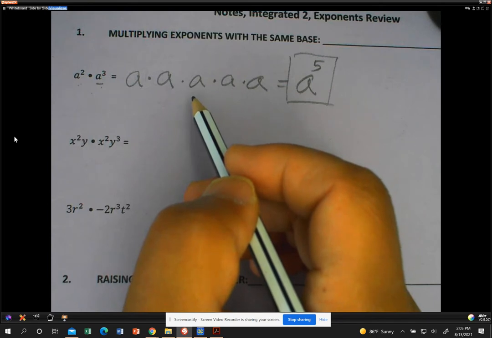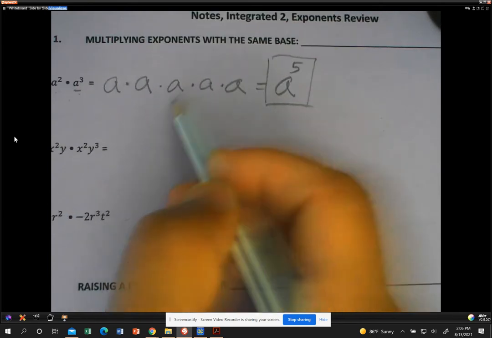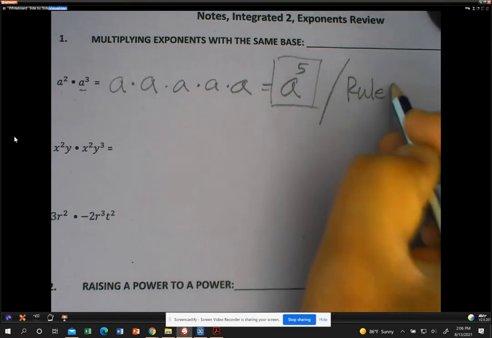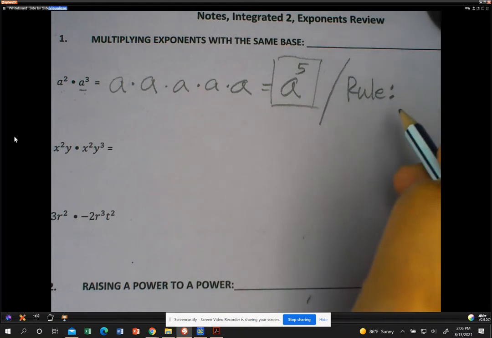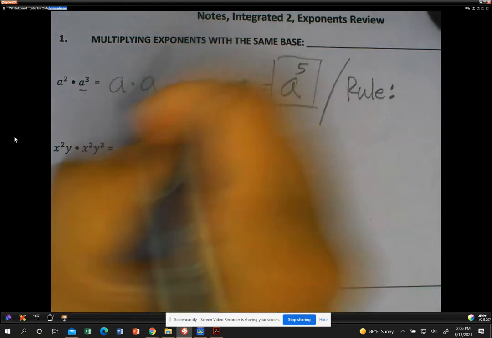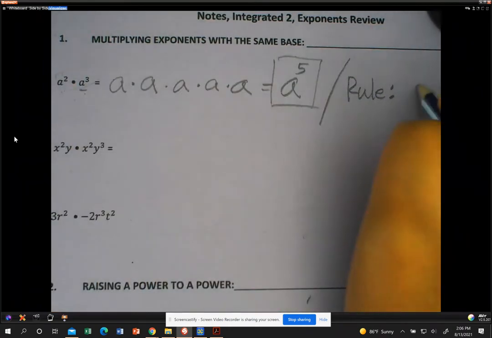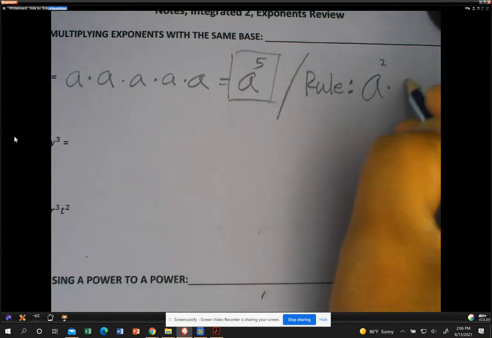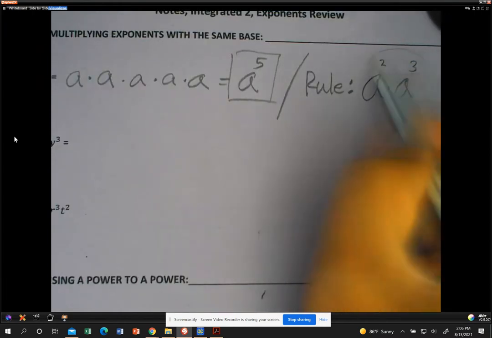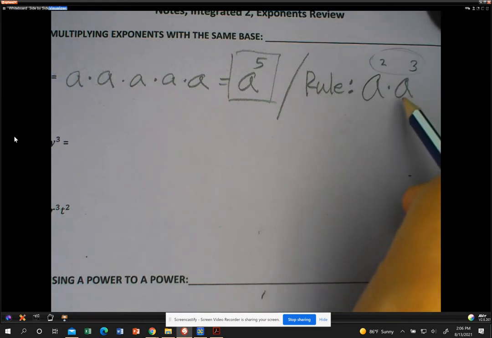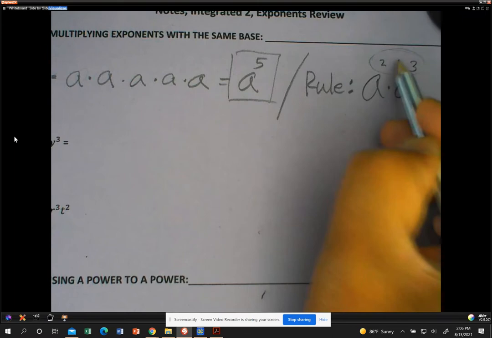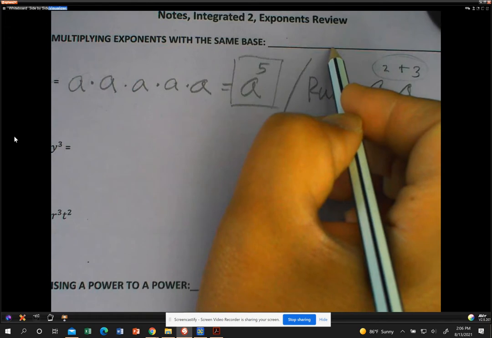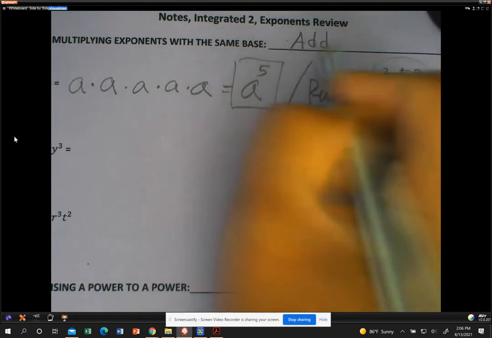So there should be a shortcut to this, right? So what would be the shortcut? We call it a rule. So the shortcut is kind of using the rule. What would be the rule for these two exponents? We have a to the second, and then a to the third. What do you think we're going to do to these two exponents? Yeah, add them together. So what's the shortcut and what's the rule? Do you see that underlined part? We add the exponents.